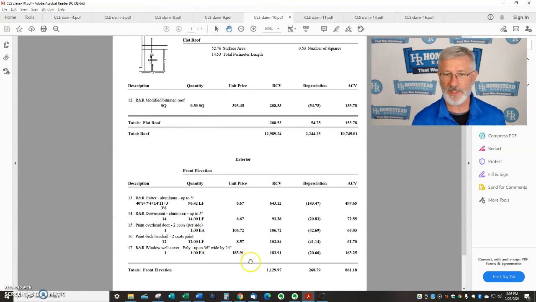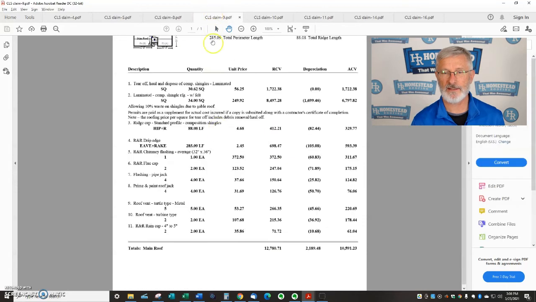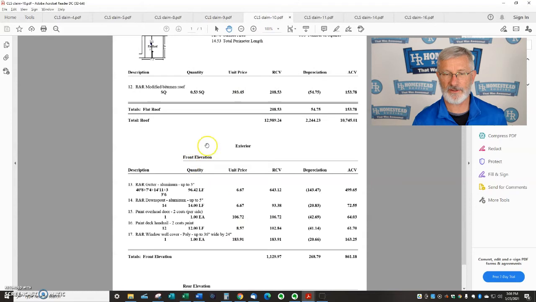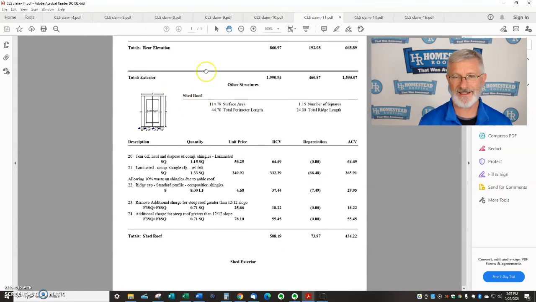And then notice too that each section has its own total. So you've got this section for the flat roof and a total. You've got this section for the roof and a total. And you've got the front elevation and a total. If we go to the next page, you can see that there's a shed on this property. It has its own section, and you can see all the same information, the line items and the columns with all of the numbers underneath, and there's the total. So we can see that's what they're paying for the shed.